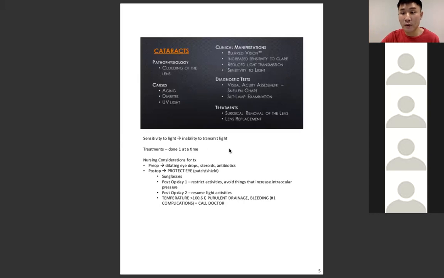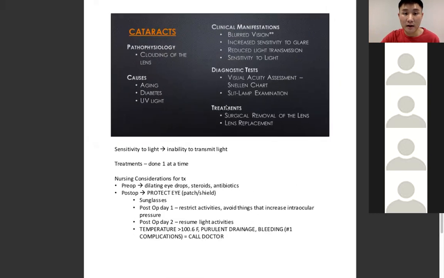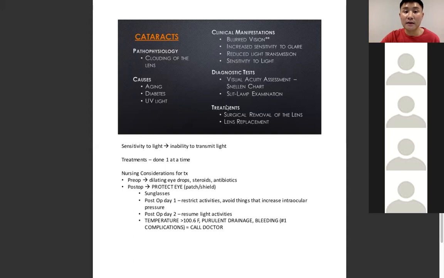So let's first go over cataract. The pathophysiology is basically the clouding of the lens. Causes of cataract are aging, diabetes, and UV light. Overexposure to UV light, meaning consistently looking at the sun or overexposure to human-made UV light, can damage the lens of the eye and lead to clouding of the eyes.